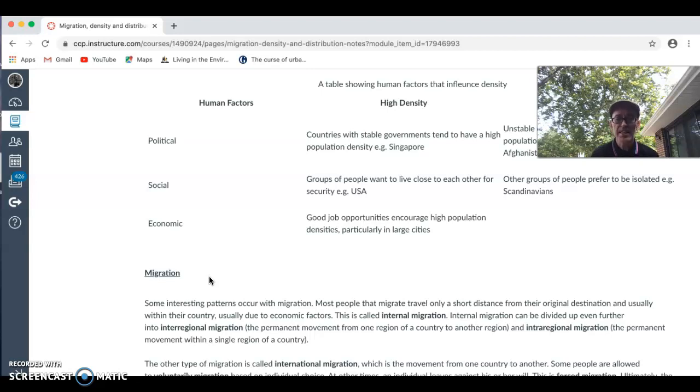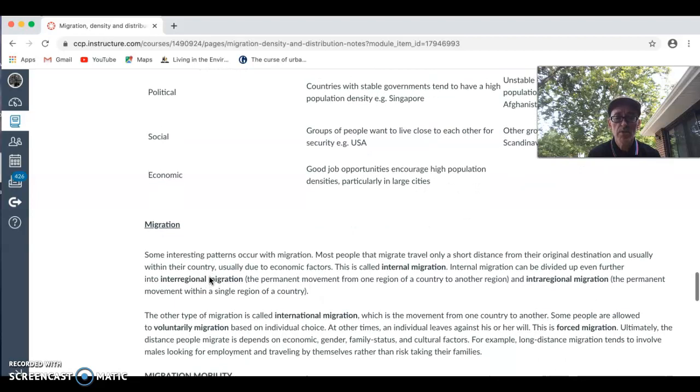You get things like internal migration within a country, and this is going to affect things like density, but it's also going to affect distribution. You also get international migration, which is from one country to another, and this can influence not just the distribution and density, but also the total number within your country.